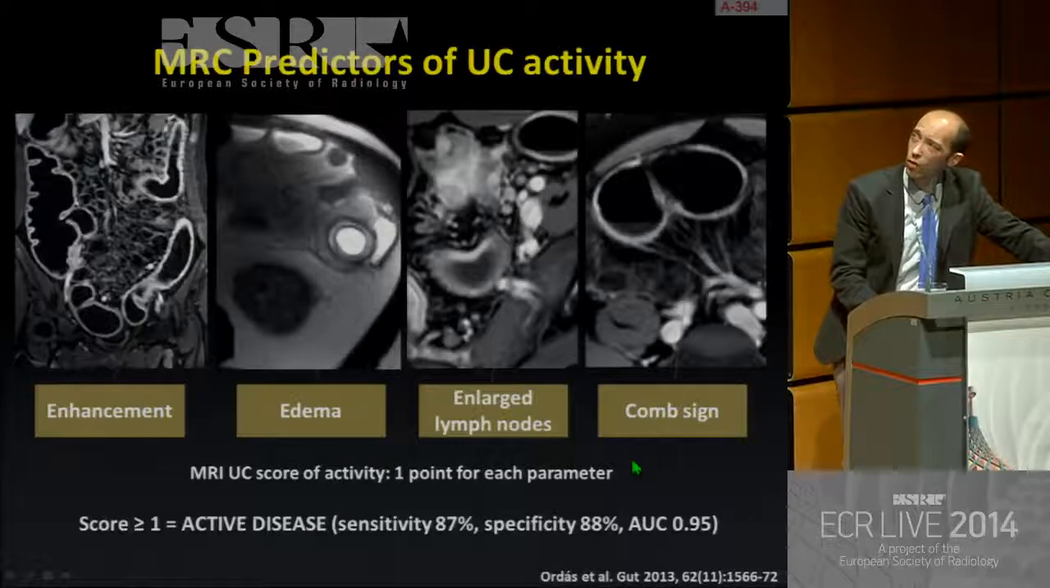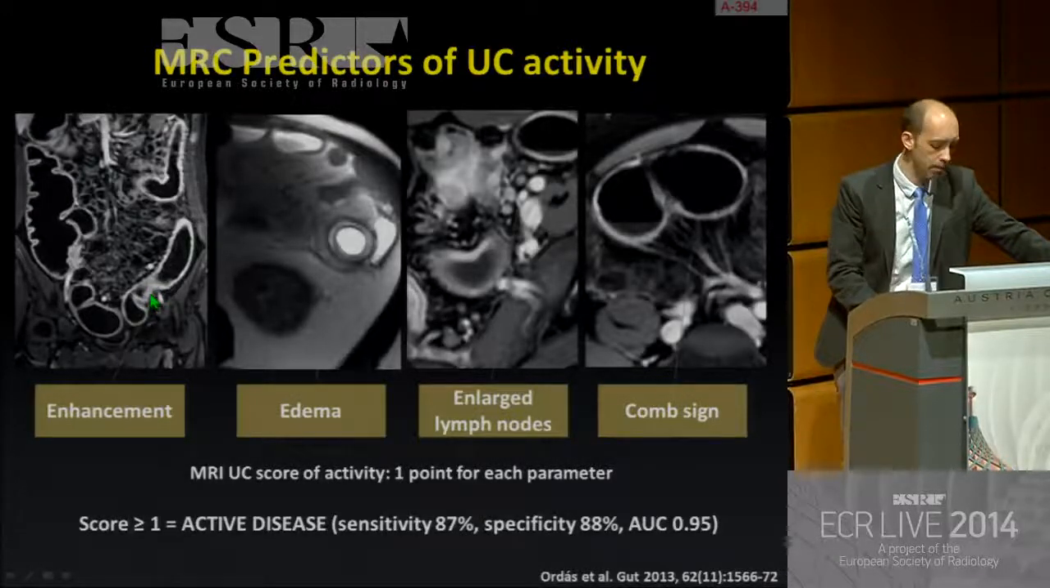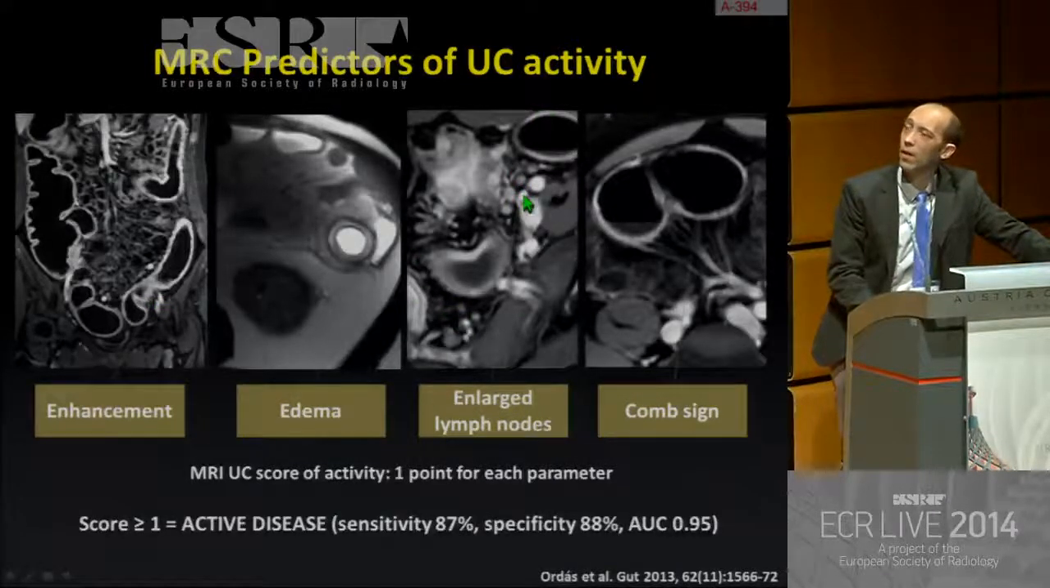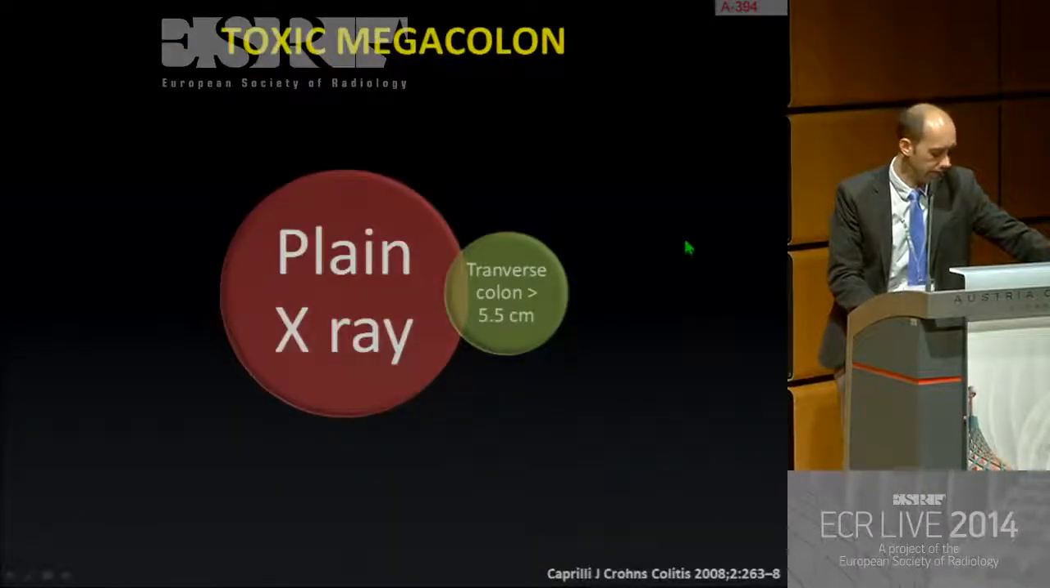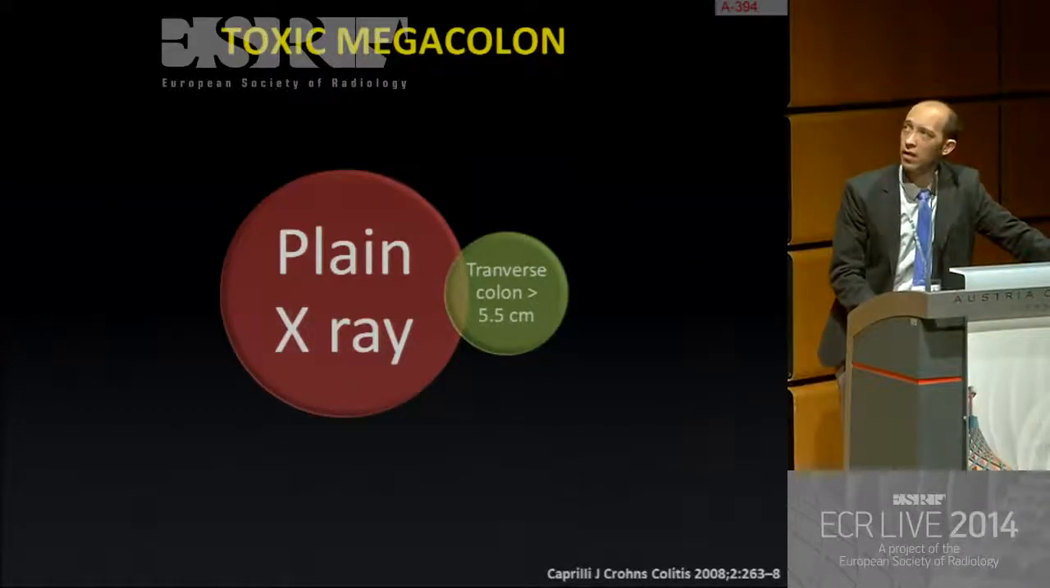So we have to look at some other features in ulcerative colitis, for example, the enhancement, the presence of edema, or enlarged lymph nodes, which are much more variable in Crohn's and more stable in ulcerative colitis, or some other extraenteric features like Comb's sign. The main complication of ulcerative colitis is toxic megacolon.